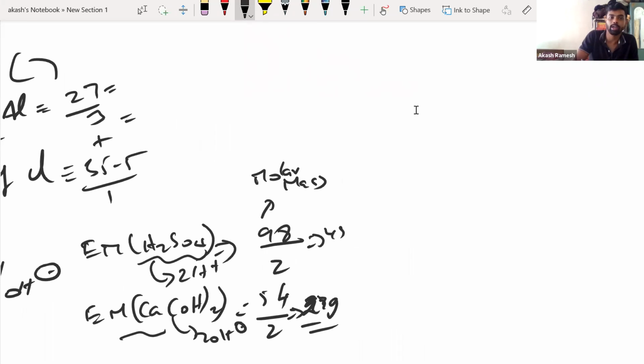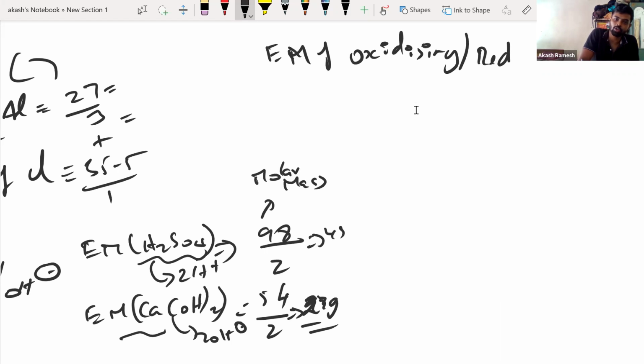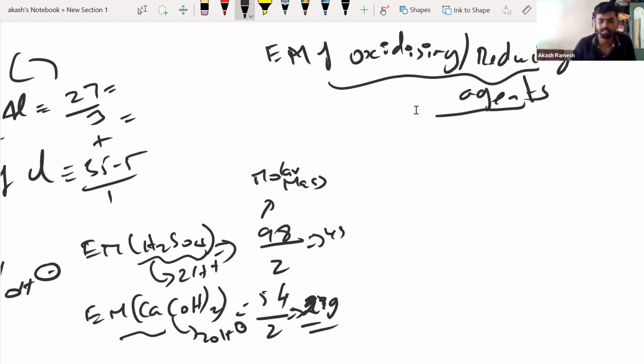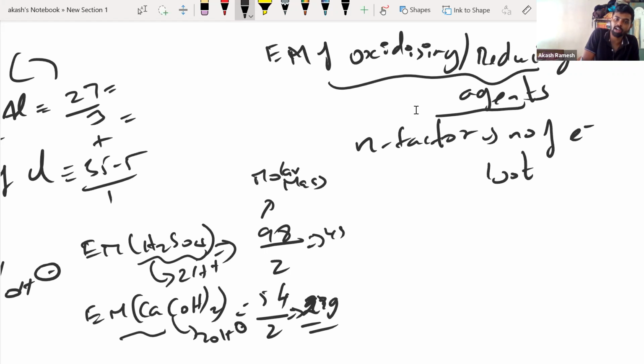Now at last, you can go for equivalent masses of oxidizing or reducing agents. For them, the n factor is the number of electrons lost or gained, depending on what you're talking about. I know an oxidizing agent will undergo reduction. So if it undergoes reduction, obviously it would have gained electrons. How many electrons it gained, that is the n factor.